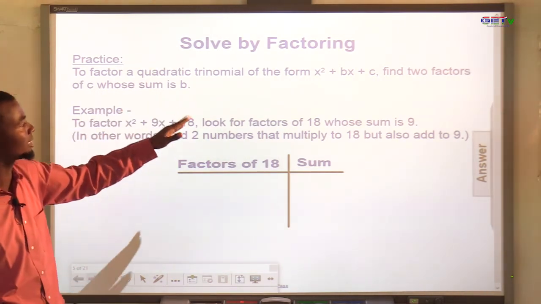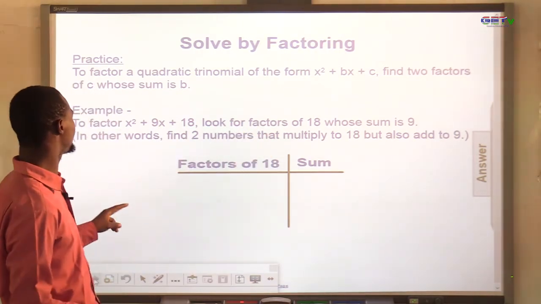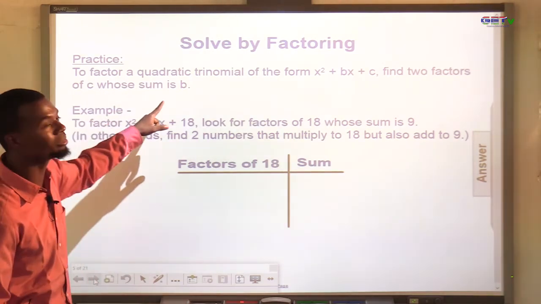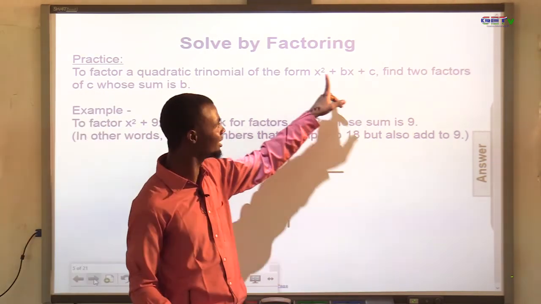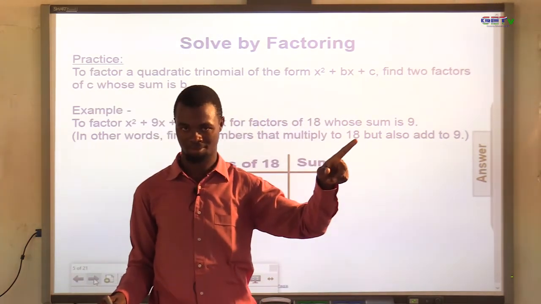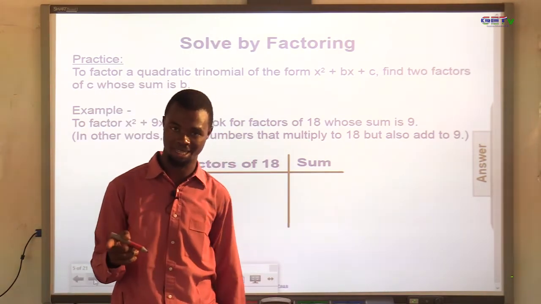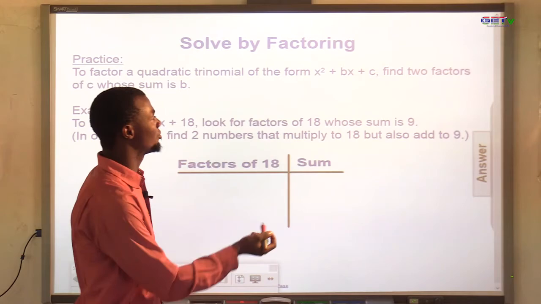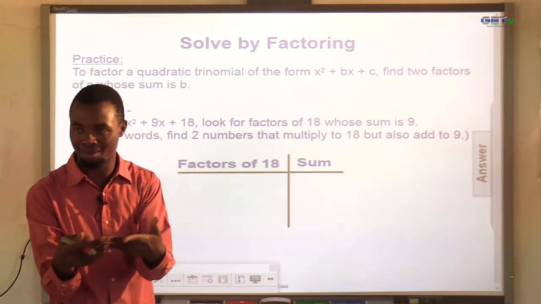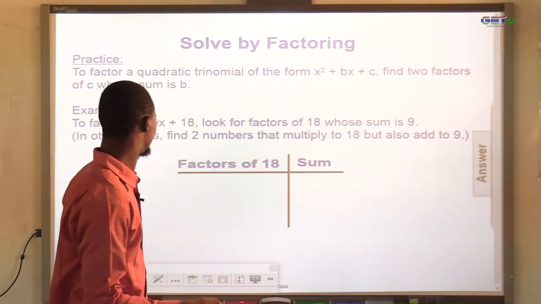To factor a quadratic trinomial of the form ax squared plus bx plus c, find two factors of c whose sum is b. When it is in the form of x squared plus bx plus c, you'll find two factors of c whose sum is b. Now, what do you mean by two factors of c? Two numbers that if you multiply them, you will have c, and if you add them, you will have b.